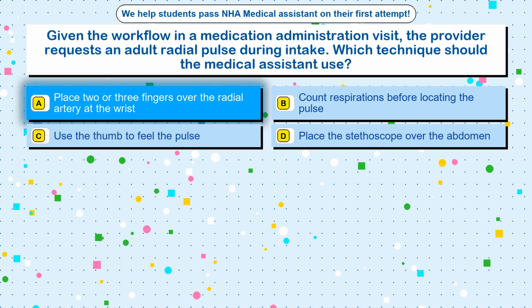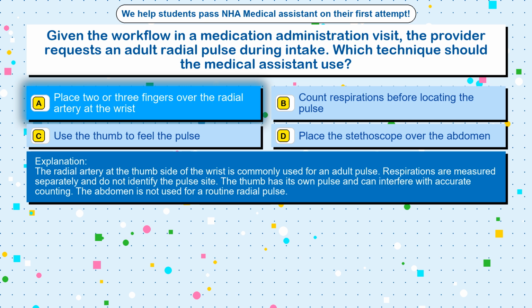The correct answer is option A. Place 2 or 3 fingers over the radial artery at the wrist. The radial artery at the thumb side of the wrist is commonly used for an adult pulse. Respirations are measured separately and do not identify the pulse site. The thumb has its own pulse and can interfere with accurate counting. The abdomen is not used for a routine radial pulse.